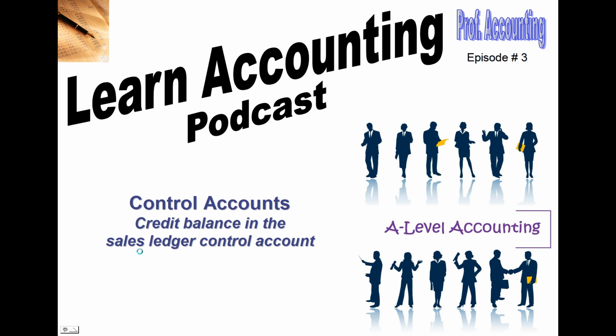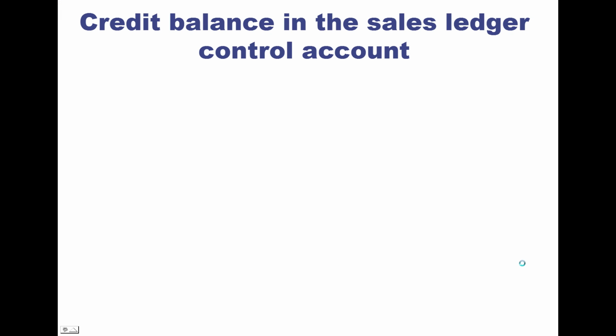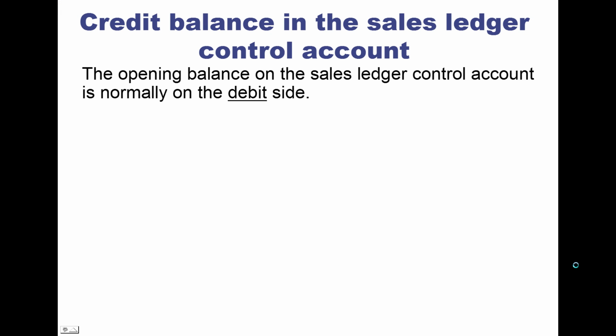This is episode 3, Control Accounts, Credit Balance in the Sales Ledger Control Account. So, the opening balance in the Sales Ledger Control Account, as we've seen, is normally on the debit side. From the first podcast, that's the normal state of play, which would show the opening debtors for this accounting period.